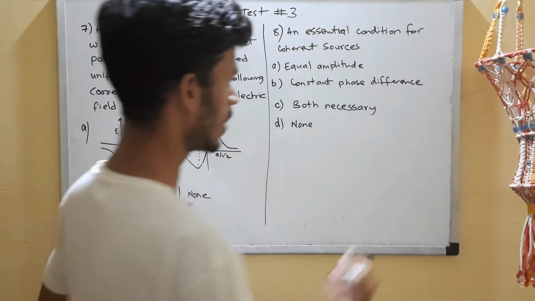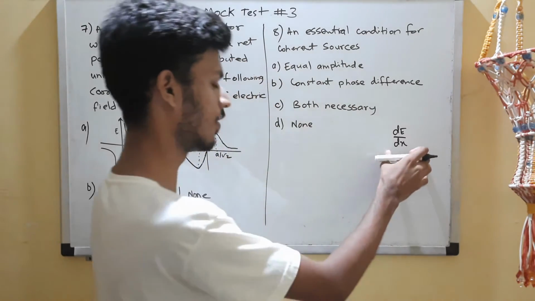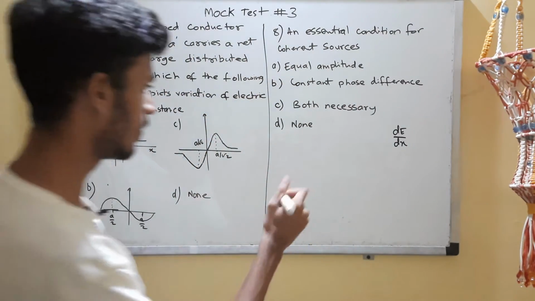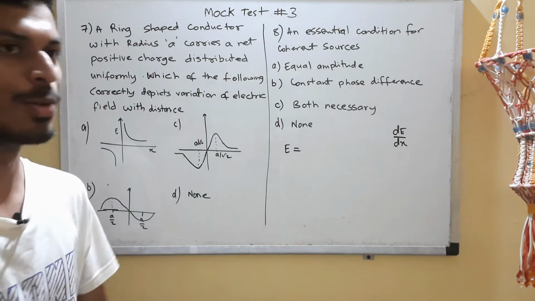So what we are supposed to study is dE by dx, right? The variation of electric field with respect to distance. For that, we are supposed to know the equation, first of all, for the electric field due to such a ring.